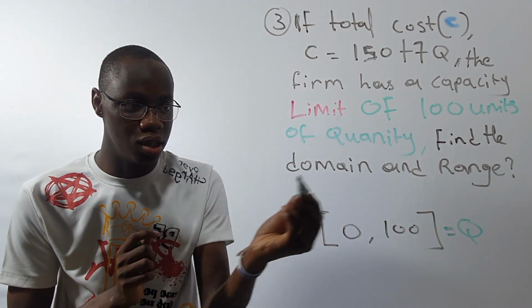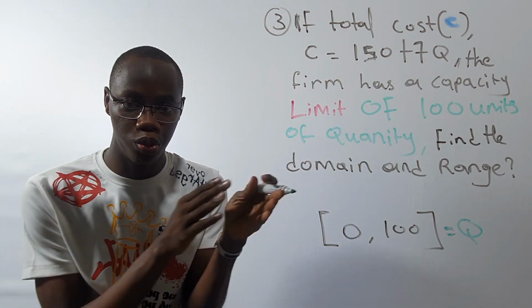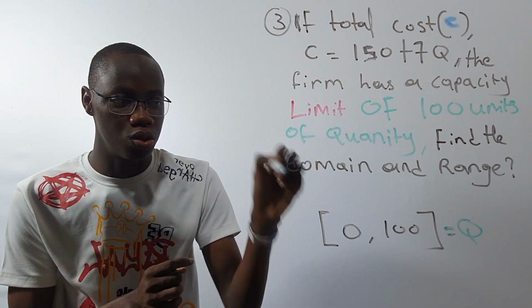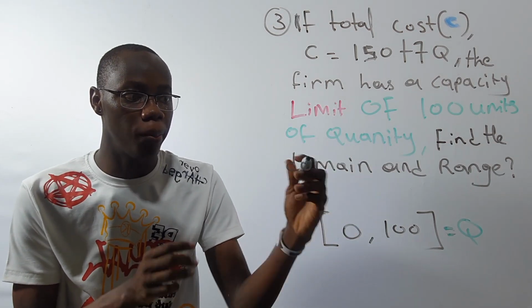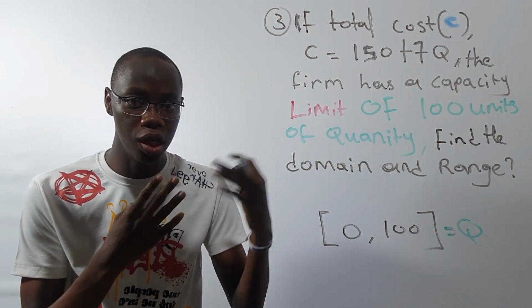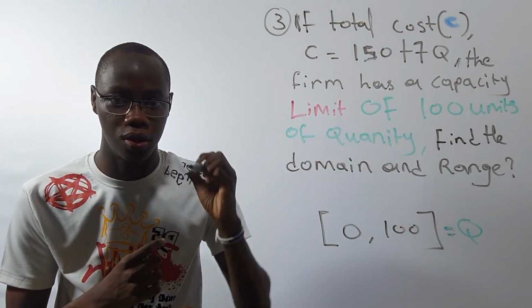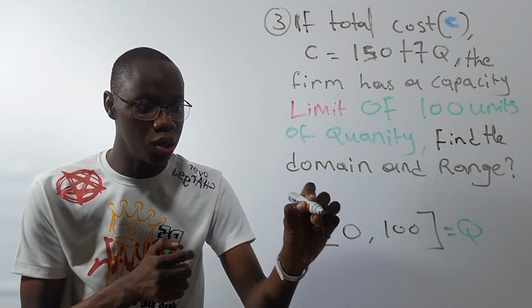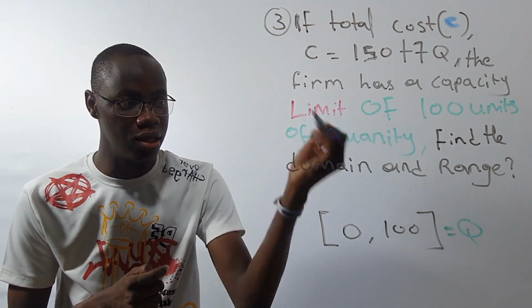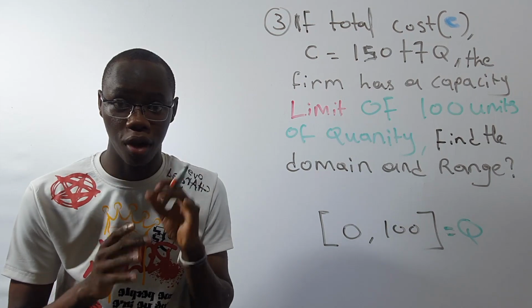You get it? The domain, what they can produce, will give this cost, right? So 0 to 100 will map, or project, or image, or mirror this cost. You get it? It will bring out. So whenever I put the quantity inside here, it will give us C, which is the range. That's exactly what we have been doing before.